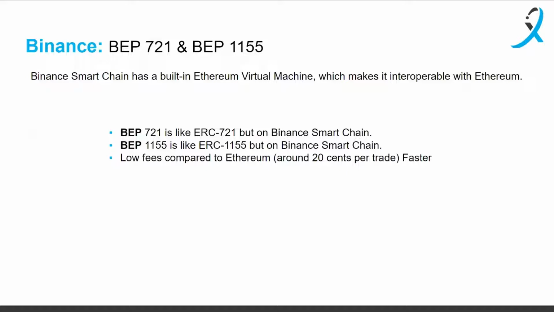They have very low fees compared to Ethereum, around 20 cents per trade, and it's a lot faster. Ethereum's significantly more expensive. Also, Ethereum's fees, as of today, are related to the price of Ethereum, so people sometimes find the fees prohibitive. But as I said, other blockchains that came after Ethereum sometimes call their token standards the same, giving them the same number just to keep it familiar for users. So BEP 721 is like ERC 721, and BEP 1155 is like ERC 1155.